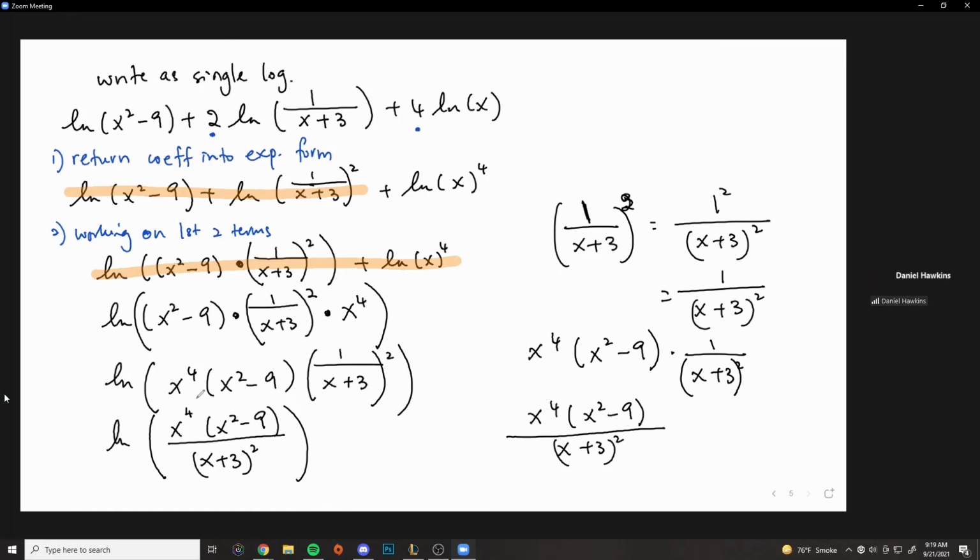Say that again, Daniel. That last part, we don't necessarily need to do that. It doesn't say specifically to do it. It depends on what the question is saying. If the question just says write a single log, this is good enough. If the question says write a single log as 1 term, then you have to come all the way here. So it really depends on the question. Do I know what the question is going to be asking? I don't. I'm giving you all scenarios.